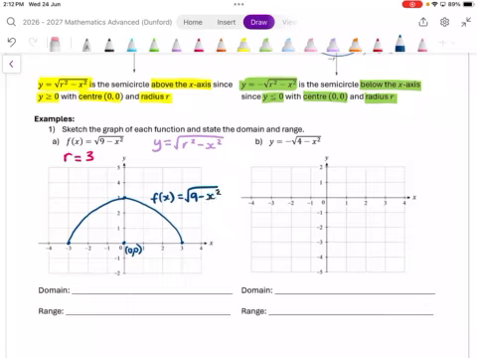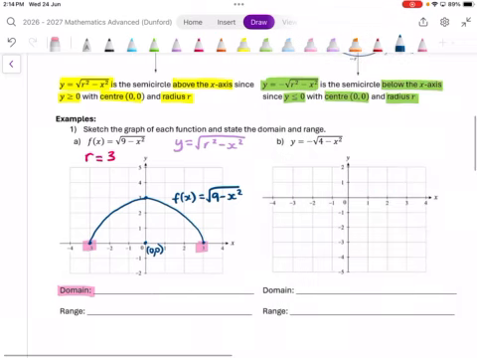Okay, when we're talking about our domain, it is all of the x values our semicircle can have. So our domain has the smallest x value of negative 3 and the largest x value is 3. So our domain is negative 3 to 3. Now our range is the y values it can have. So our smallest y value is 0 and our highest y value is 3. So that means our range is 0 to 3 for that function.